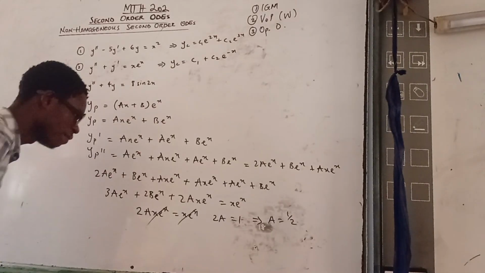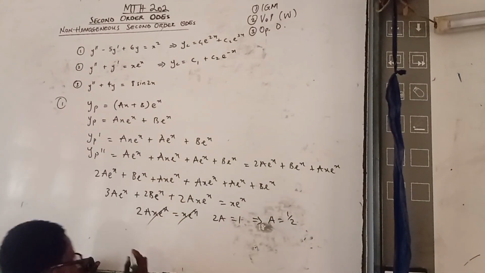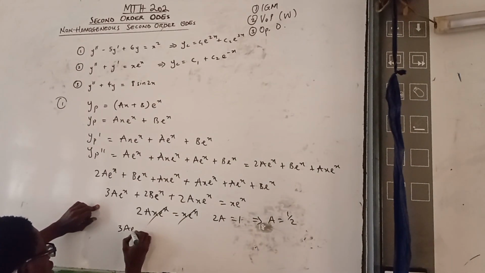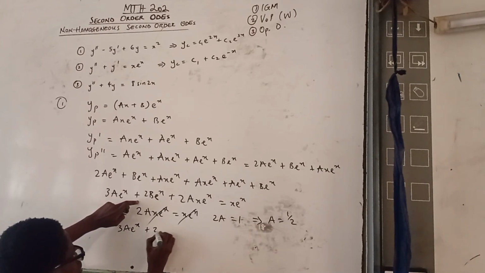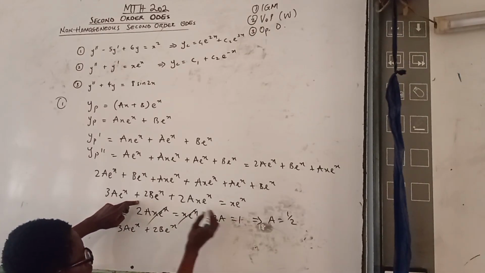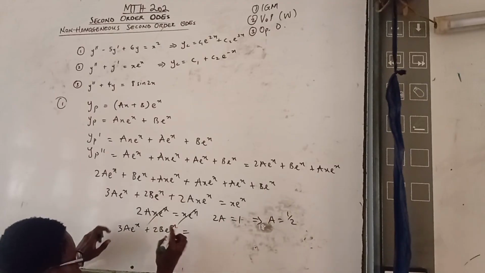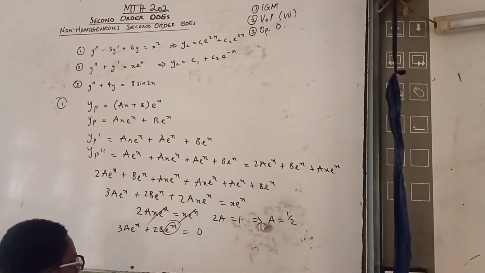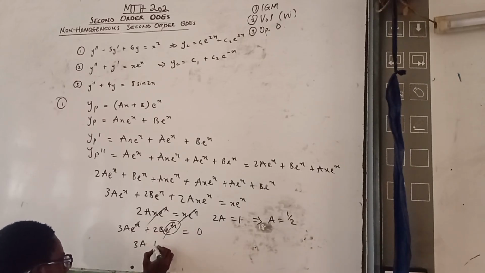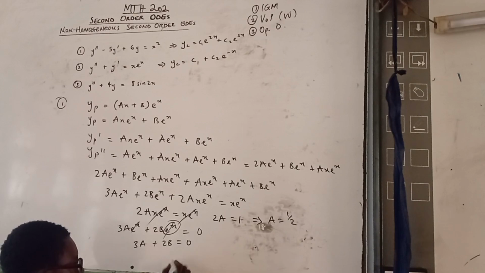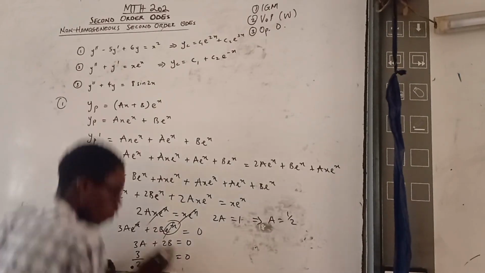From here, the terms that have e raised to power x only don't exist on the right side, so the coefficient of e raised to power x equals 0. If I divide through by e raised to power x, we get 3a plus 2b equals 0. But I've gotten a equals 1 over 2 here. So it means 3 times 1 over 2 plus 2b equals 0.